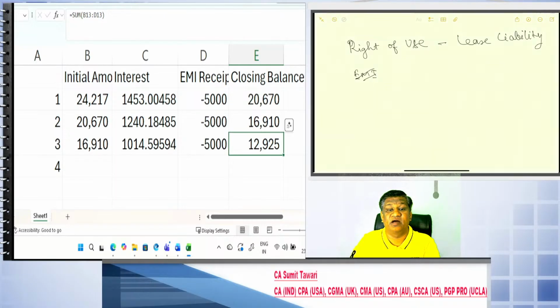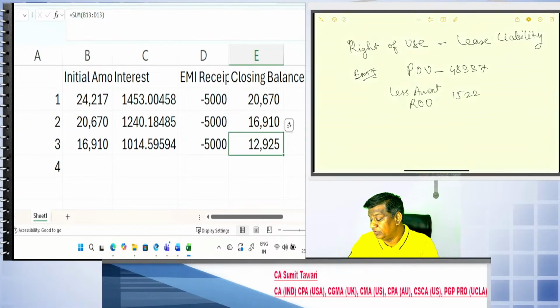Okay, and then the accumulated amortization of ROU asset is 15,221. So in the balance sheet we need to show it like this. ROU asset, full amount 48,337, less amortization of ROU, which is 15,221, and the closing balance. And the corresponding effect, 15,221, is given to the lease liability. This way we square off the transaction.